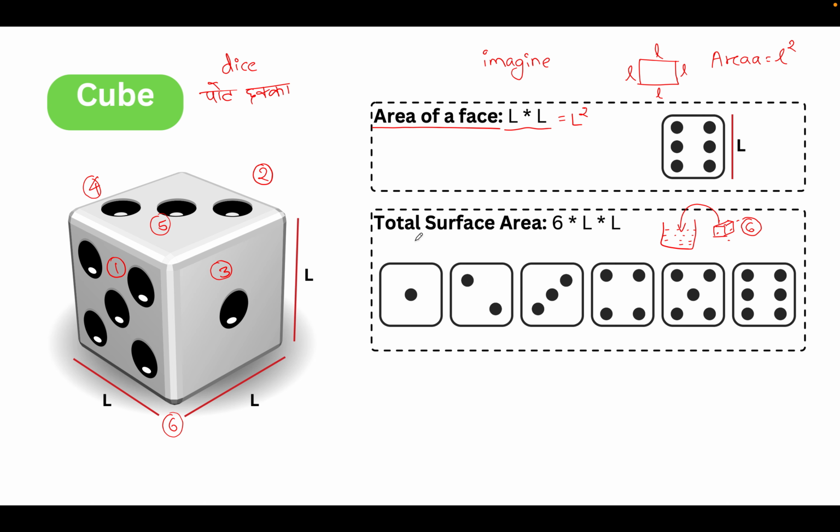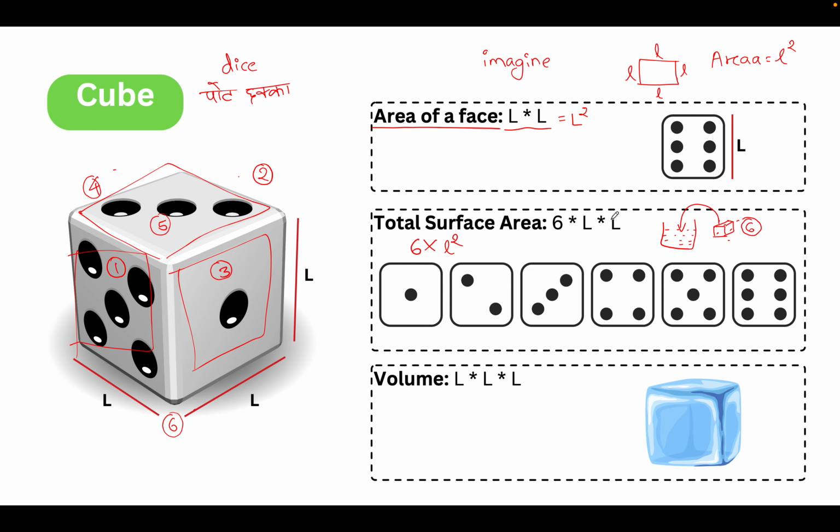So we have 6 faces, and if we multiply 6 faces with the area of a face, that is L square, we get total surface area. What I mean to say is, we will find the area of this face, area of this face, area of this face, and area of the other three faces that are not shown in this figure. If we add all those faces of the cube, then you will get total surface area, which equals 6L square. So the total surface area of a cube is 6L square.